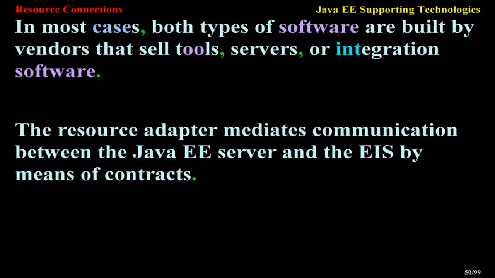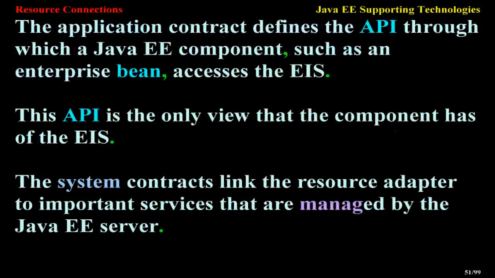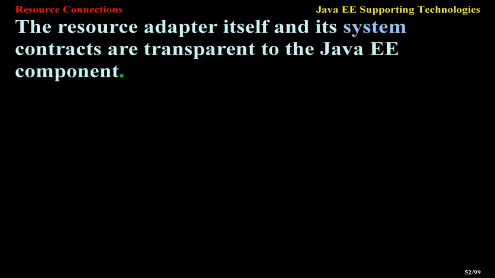The resource adapter mediates communication between the Java EE server and the EIS by means of contracts. The application contract defines the API through which a Java EE component, such as an enterprise bean, accesses the EIS. This API is the only view that the component has of the EIS. The system contracts link the resource adapter to important services that are managed by the Java EE server. The resource adapter itself and its system contracts are transparent to the Java EE component.